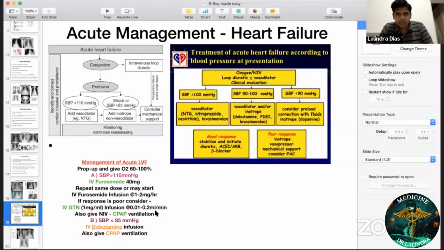So yeah, the clinical management of heart failure I have mentioned here. If the patient has got heart failure, if you got acute, so here I have mentioned management of acute heart failure. I have drafted that for your benefit, so you must go through these things.